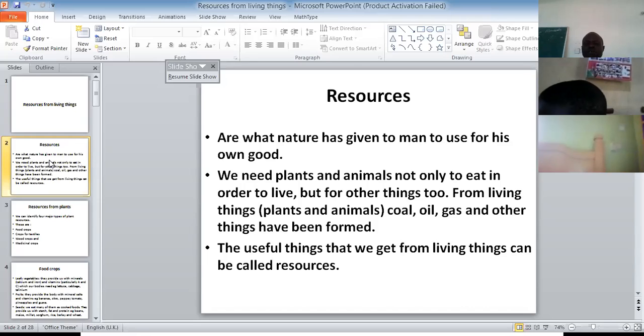From living things, in bracket, plants and animals. From living things, you now keep in bracket, plants and animals. What do you want to do to this one? In order to live, comma, but for other things too.